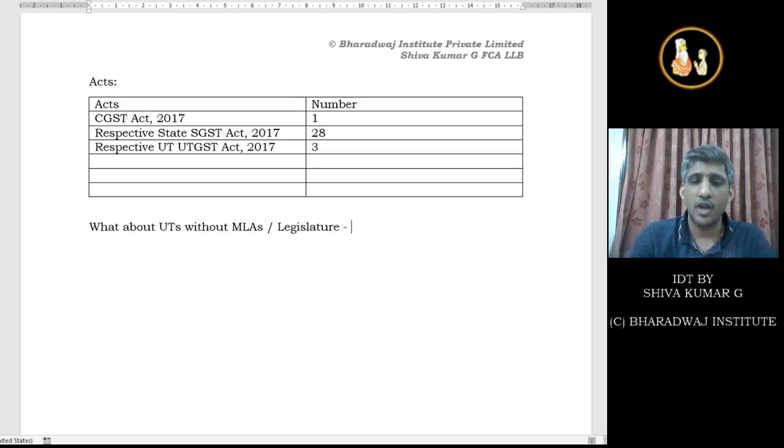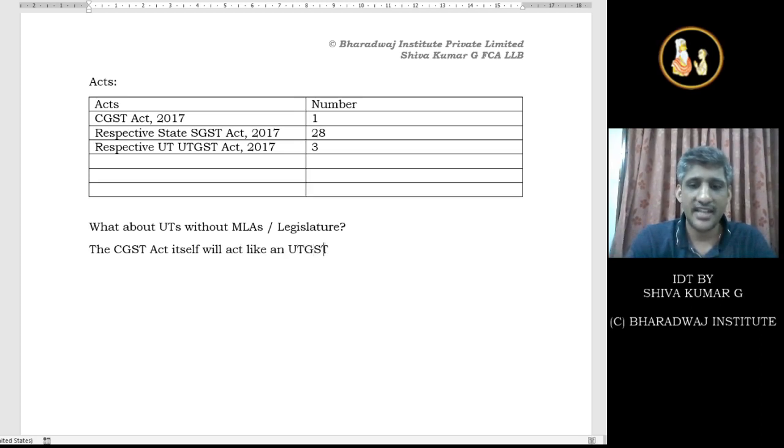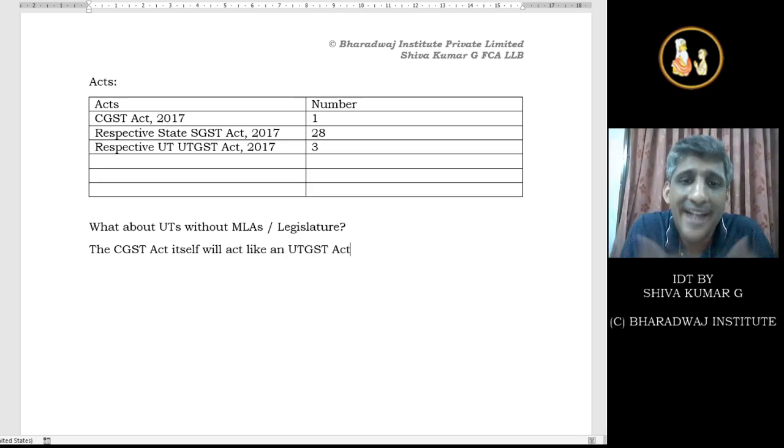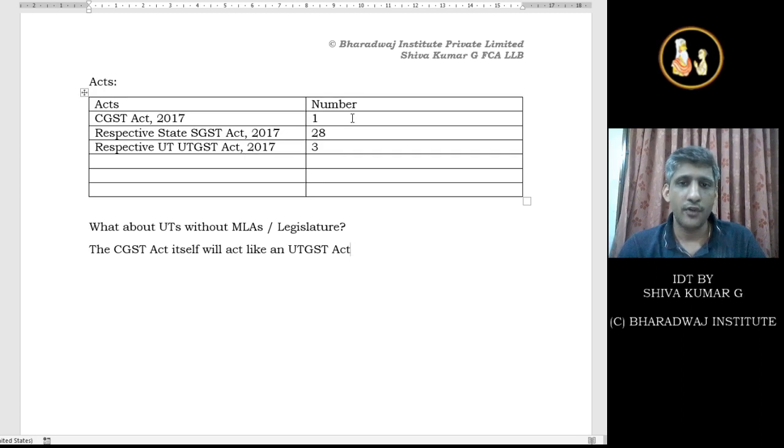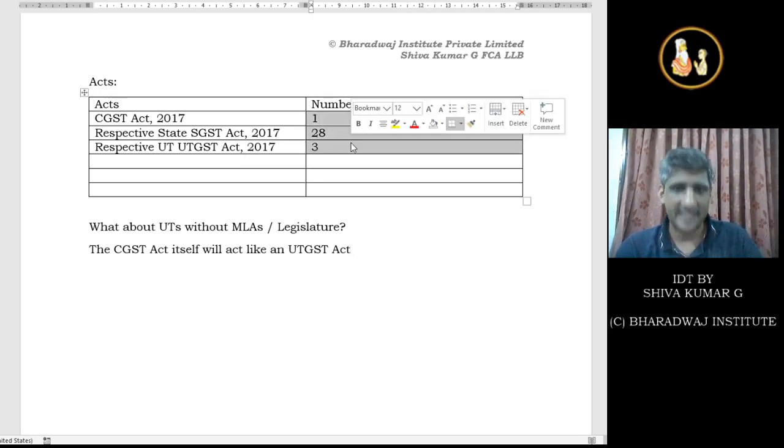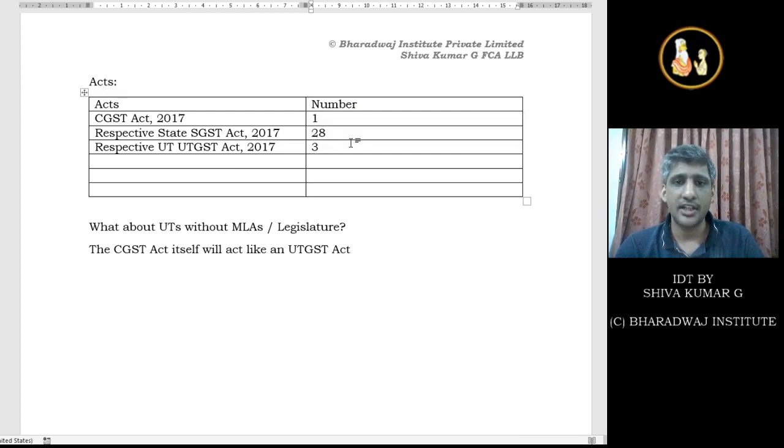So in a union territory without legislature, the CGST Act itself will act like an SGST, or rather a UTGST Act. There is no need to pass a separate UTGST Act, because the central government is also like the state, father and mother both. Father will say, I am the CGST Act, so the same CGST will also act like the SGST Act. Now, across CGST, SGST and UTGST, how many acts are there? 1 plus 28, 29, plus 3, 32 acts.